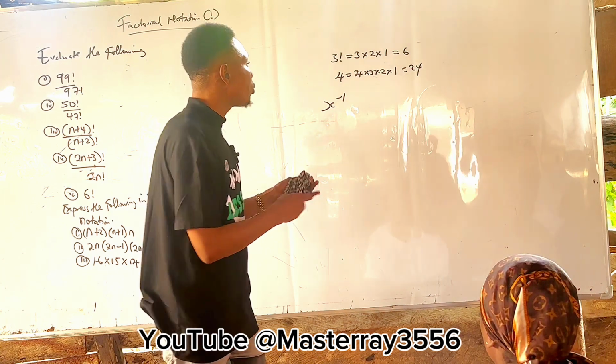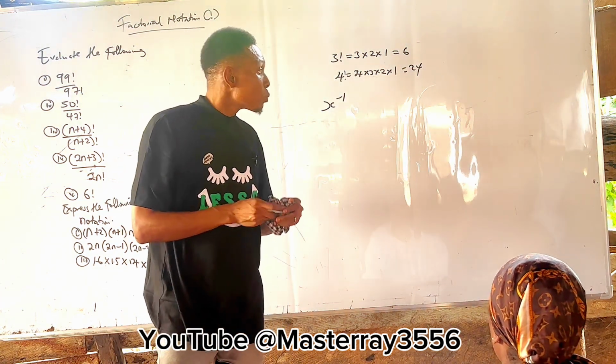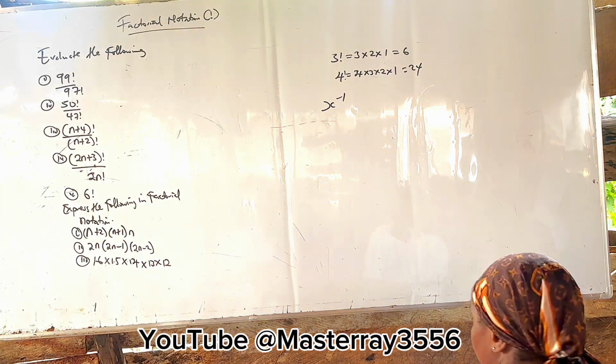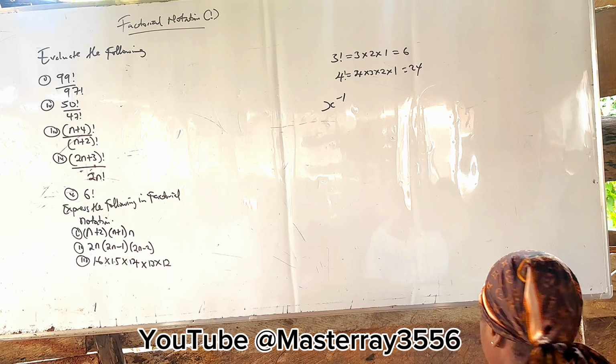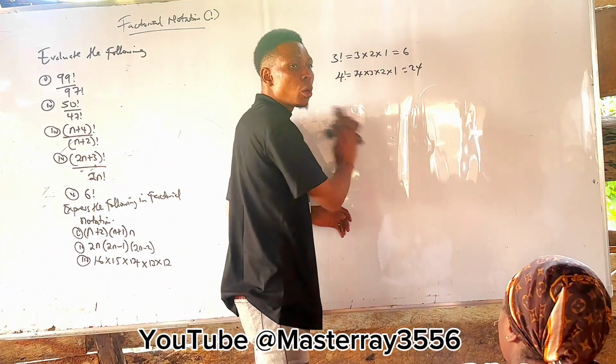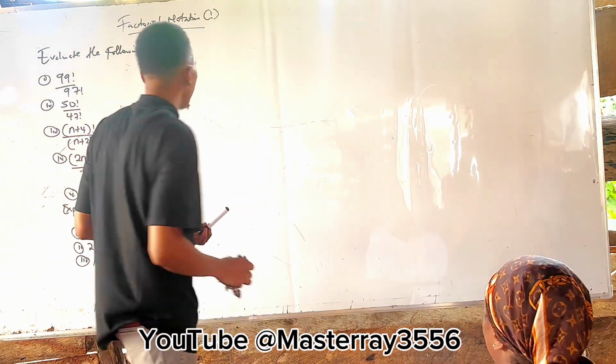Do that for 4 factorial. You press 4, shift, and this sign. Now that is how to get factorial notation. Now this time, please no noise.